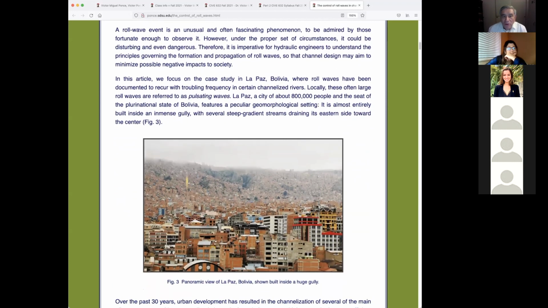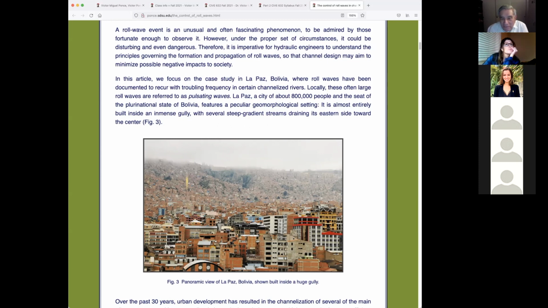Okay, so we focus on a case study in La Paz, Bolivia, where roll waves have been documented to recur with troubling frequency in certain channelized rivers. There are several channelized rivers, and two of them are the ones that have the problem. Locally, these often large roll waves are referred to as pulsating waves. La Paz is about 800,000 people, and the seat of the government of the country of Bolivia. They call it the plurinational state out there. That's a name they themselves have given over the years because they have a lot of communities out there. I don't want to talk about that, it's politics. But the point is that that's Bolivia.